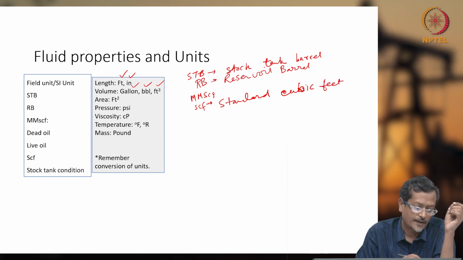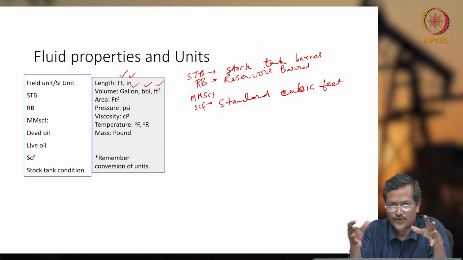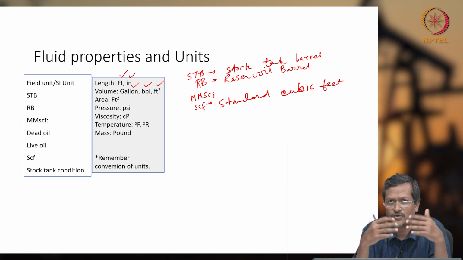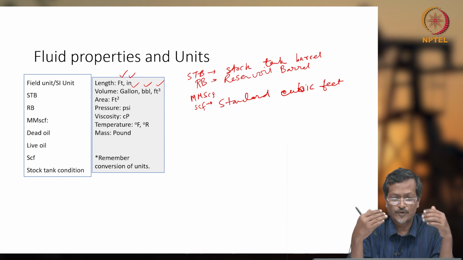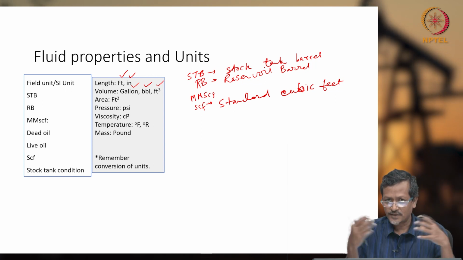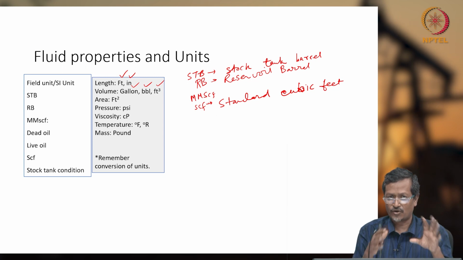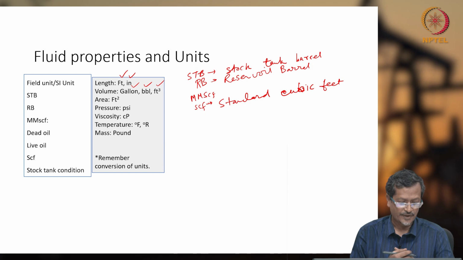Dead oil means the volatile component has gone and you are storing it in a stock tank. So this is called dead oil. If you keep it, it will not give off lots of hydrocarbon vapor. Live oil means in reservoir condition you got certain oil, having all the components, volatile and non-volatile. So this is called live oil.